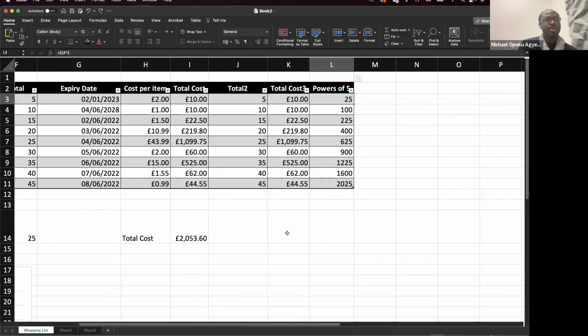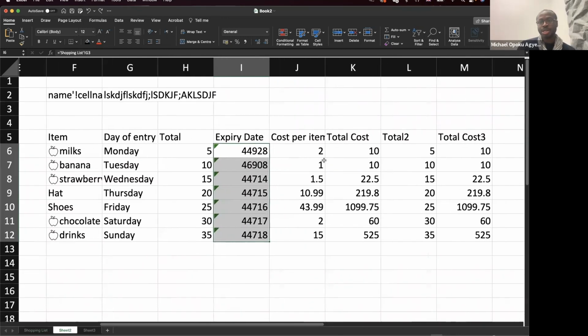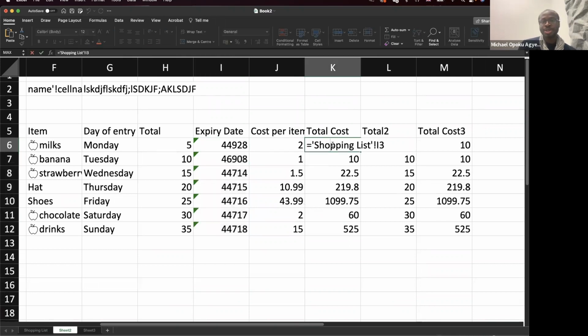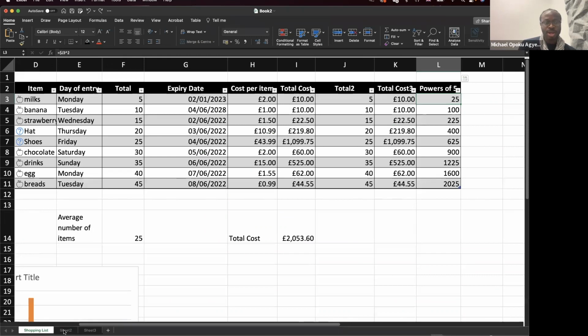We ended up somewhere here. We put in some test data, we did some manipulations, we did some editing, and more importantly, we also copied the content from one sheet across to the other. If we put this in, we have the equation that refers to the previous sheet. In my case, I named it shopping list, right?